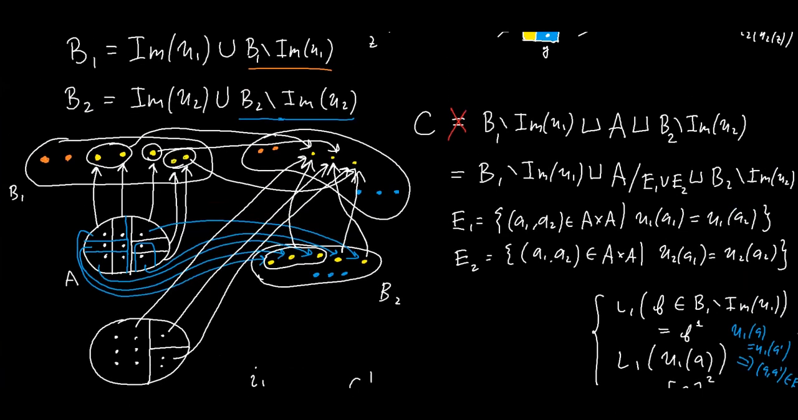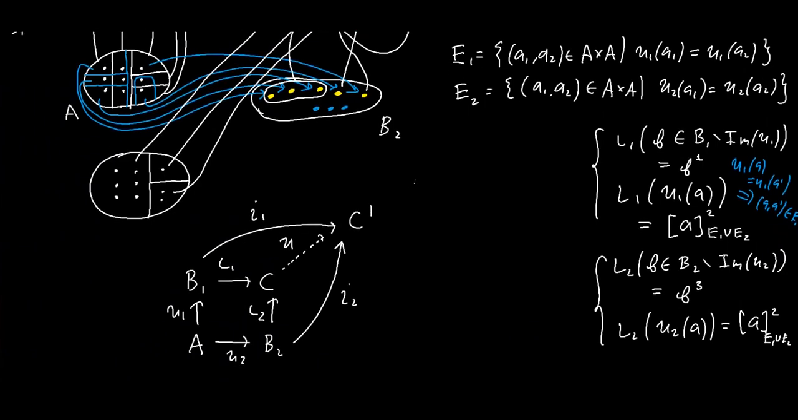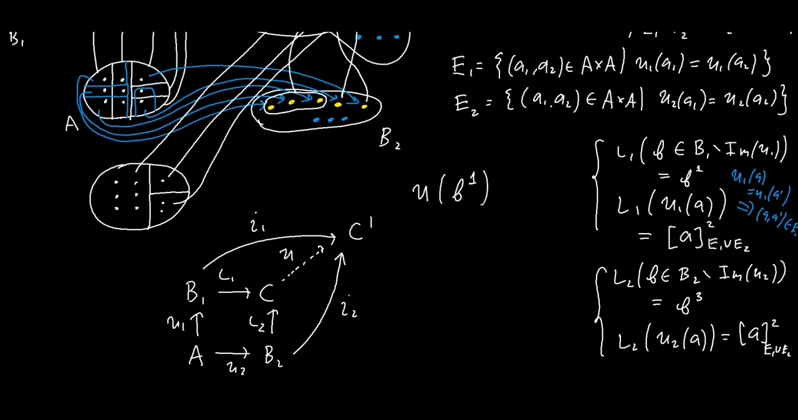So U is coming out of a disjoint union, right? And so these pieces do not intersect each other inside C. So to define U, I need to just define it on each of the pieces. So U of some B1 will be simply defined as I1 of the corresponding B. And that will make the triangle commutative because iota 1 injects those things coming from B1 minus image of U1 injectively by just taking their copies in the disjoint union.